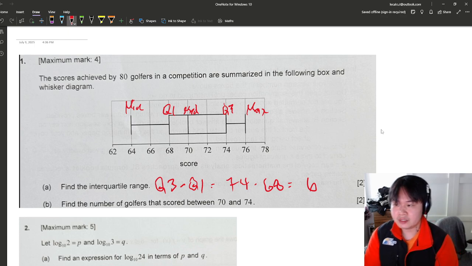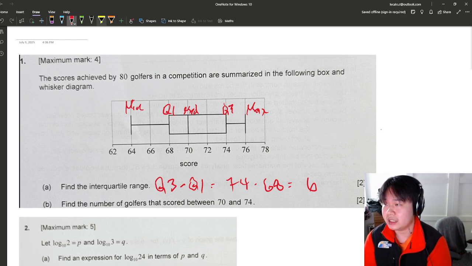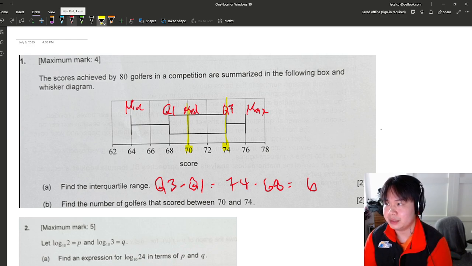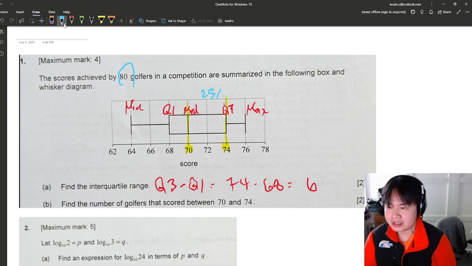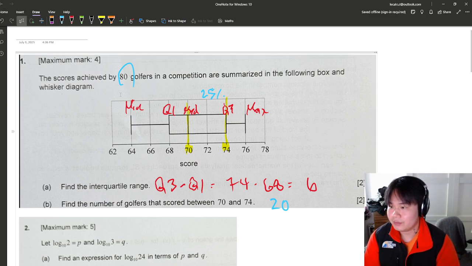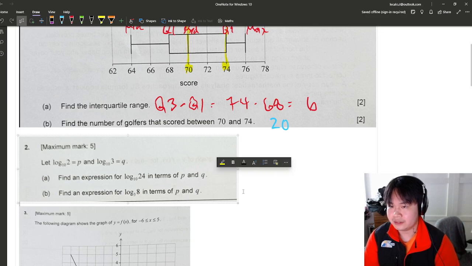Okay, and then find the number of golfers that scored between 70 and 74. So 70 is right here. 70 is your median. 74 is Q3. And these are called quartiles for a reason. This is literally 25% of your data. 25% of your golfers scored between 70 and 74. There are 80 golfers, so 25% of 80 is 20. I can't write right now. Anyways, okay, easy enough. 4 marks.